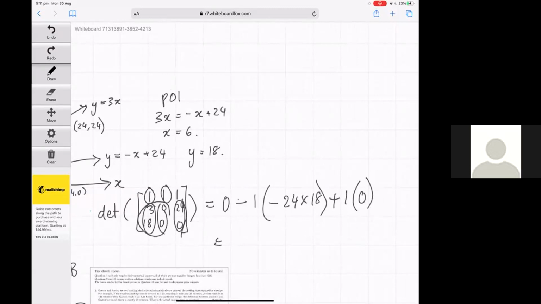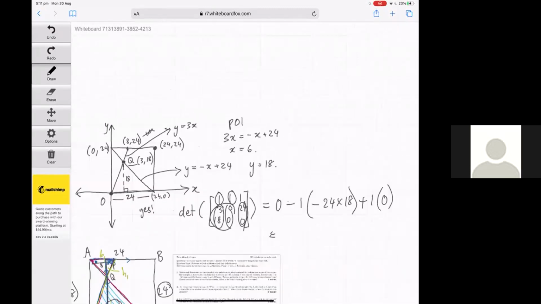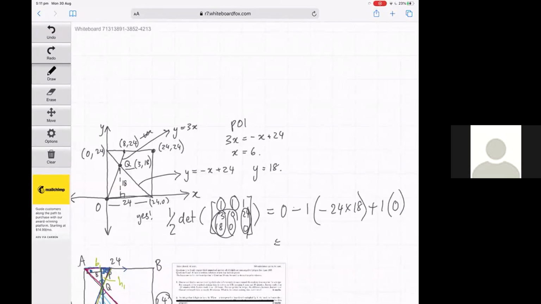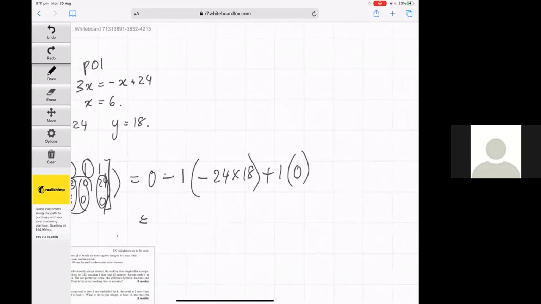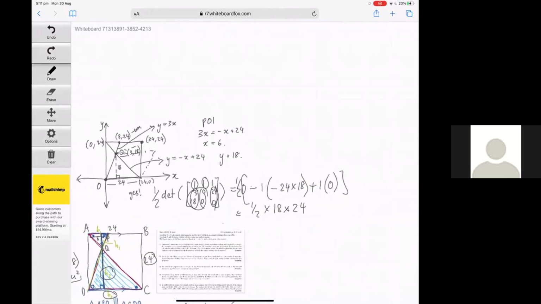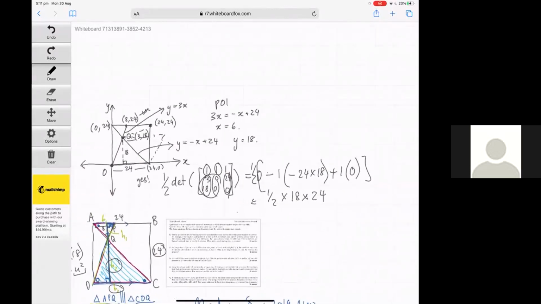Maybe this needs to be divided by 2. Yes, I think so, because the determinant gives you the area of the parallelogram, and when you divide that by 2, you get the triangle. So this was indeed the formula for our area, with a half outside. See? No need to multiply.